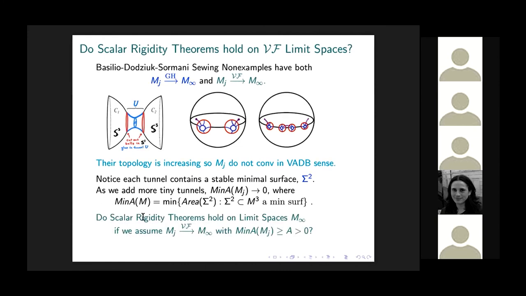So you can say, do the scalar rigidity theorems hold on limit spaces if we assume M_j VF converges to M infinity with min A of M_j greater than or equal to A greater than 0? So we add this condition to volume preserving intrinsic flat, and we ask if the scalar rigidity theorems hold on such spaces. Now, all the sewing examples and all the tunnel examples are no longer allowed. They don't fit these hypotheses. The VADB examples fit these hypotheses, so they are a good test, and we've eliminated all the known non-examples.